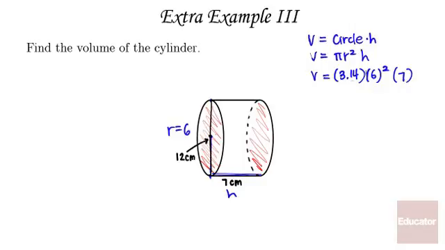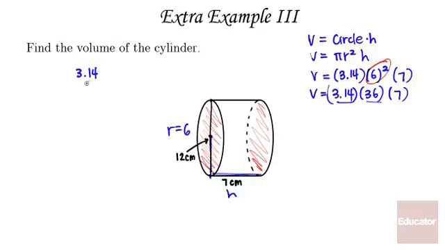Now again, we have to take care of this exponent before we multiply any numbers together. So 3.14 times 6 squared, that's 6 times 6, which is 36. And then we're going to multiply that number by 7. So let's go ahead and multiply those two numbers together.